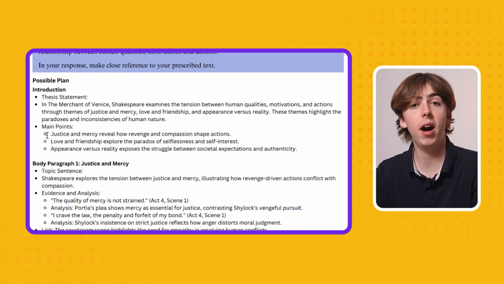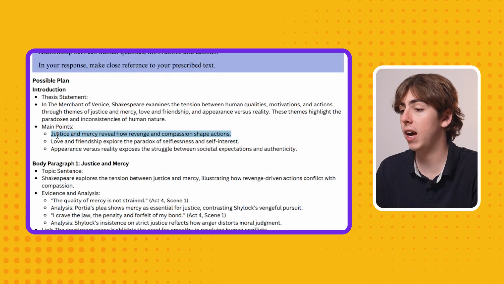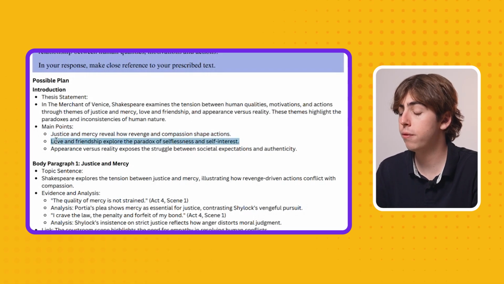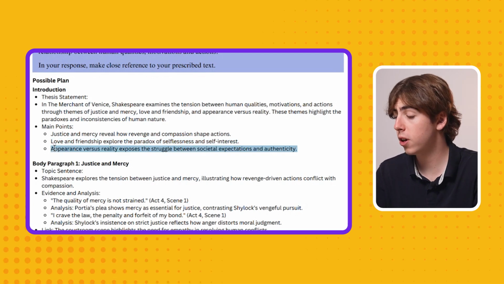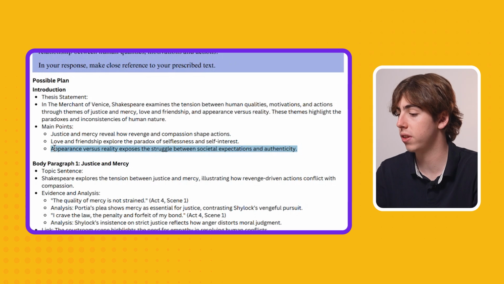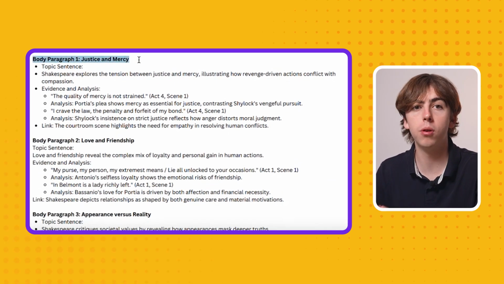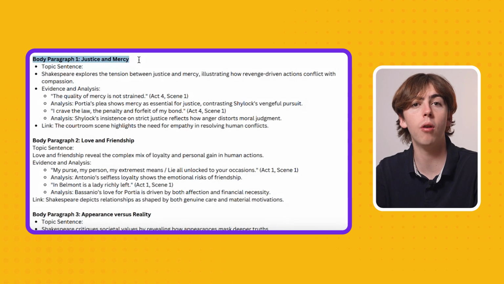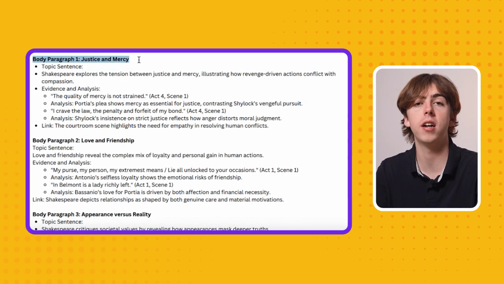Here's what your structure might look like based on this plan. Justice and mercy reveal how revenge and compassion shape actions. Love and friendship explore the paradox of selflessness and self-interest. Appearance versus reality exposes the struggle between societal expectations and authenticity. Let's walk through each one. The first paragraph should explore how Shakespeare sets up a conflict between revenge and compassion, especially through Shylock and Portia, and what this tells us about human motivation.